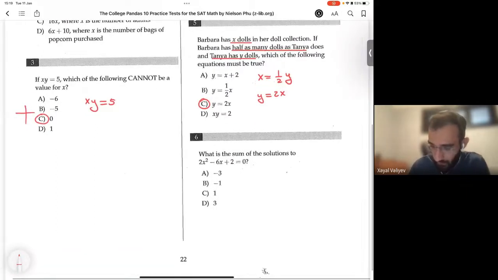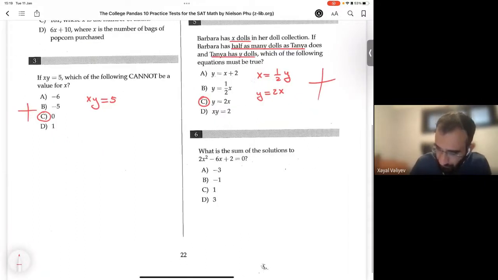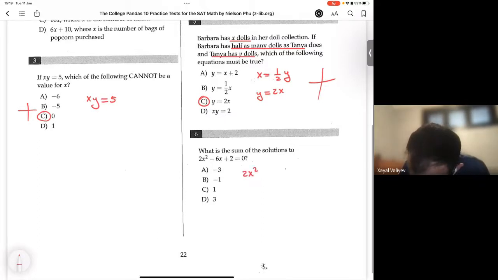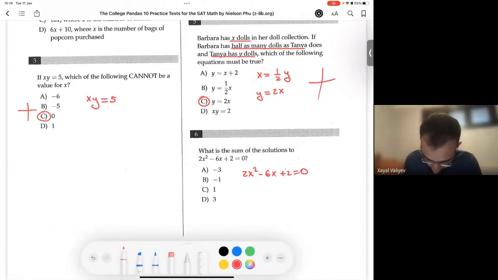Okay, so question 5 done. We have here a quadratic equation 2x squared minus 6x plus 2 equals 0. It says, what is the sum of the solutions to this equation? Well, we can solve this and find out its answer, right? You can solve it and find out the answer.